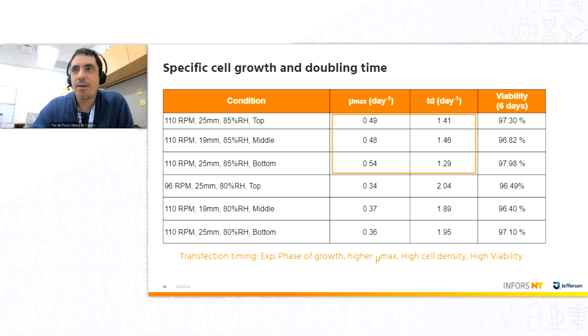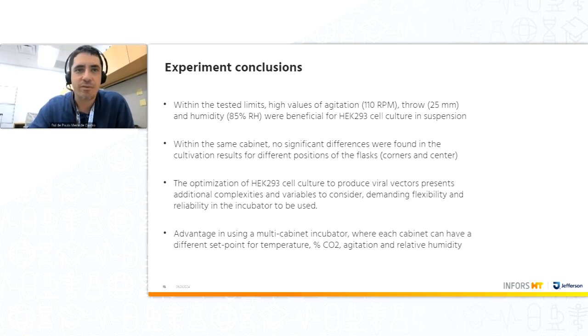And that's why you want to check the specific growth rate to decide the best condition to use in this application. And in these experiments so far, the conditions with higher agitation, higher relative humidity, we really had the best results when you check the specific growth rate. And then about the viability, the results were mostly good and the same for all experiments. They all finished with viability levels close to 97, 98%. So that's a good thing.